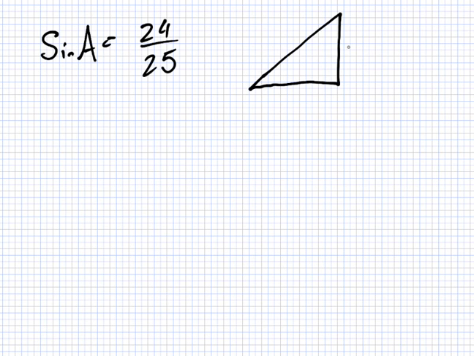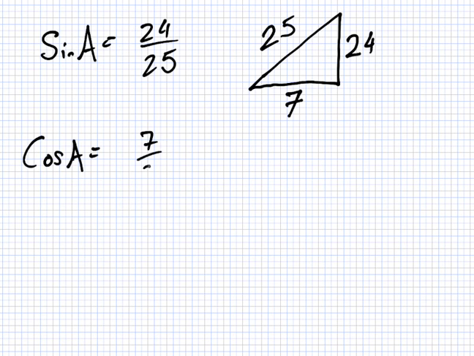So what we do first: sine A equals 24 over 25. You draw the triangle. Now, this will be 24, this will be 25, and the other side is 7. Now you have cos A equals 7 over 25, and tan A equals 24 over 7.